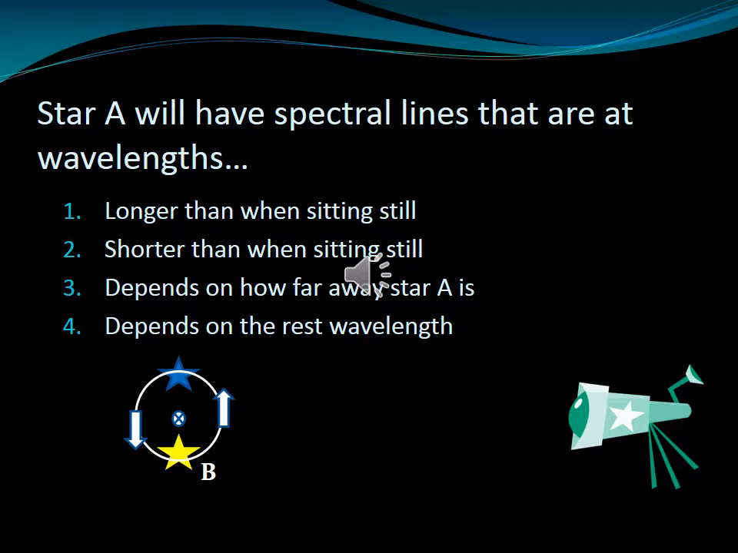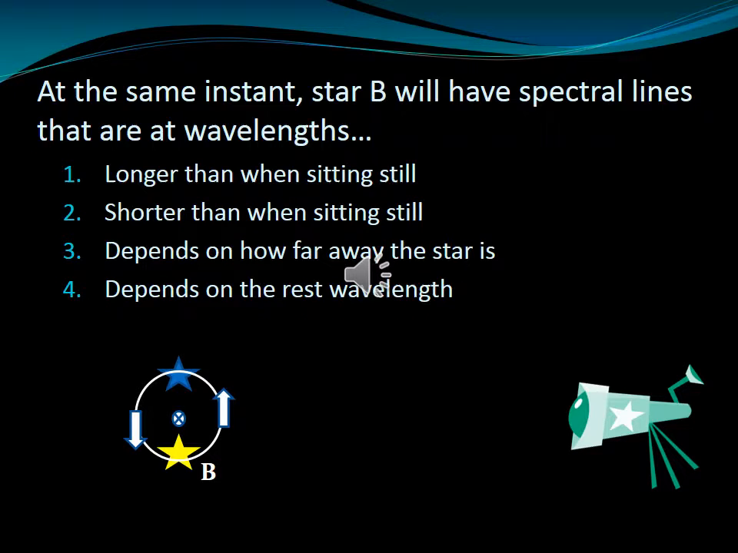When you're looking at star A, as you realized in the earlier question, it's moving away from you. So if it's moving away from you, what sort of wavelengths is that going to have compared to the wavelengths that you'd get if the thing were sitting still? Is it going to have spectral lines at wavelengths that are longer than it would when it's sitting still? Shorter? Does it depend on how far away star A is? Does it depend on which wavelength you're talking about? What about star B? At this exact same instant in time, what will its spectral lines be doing?